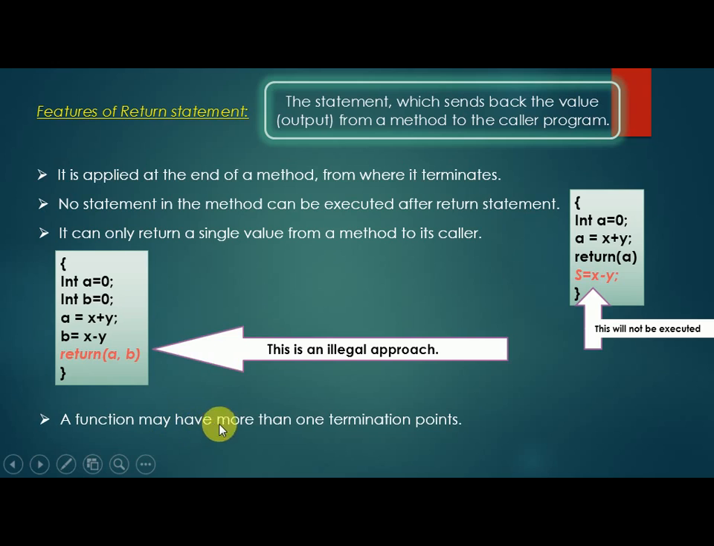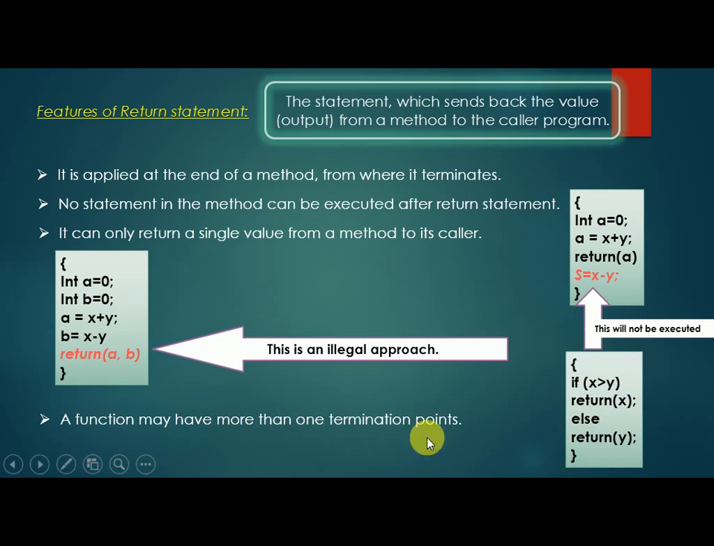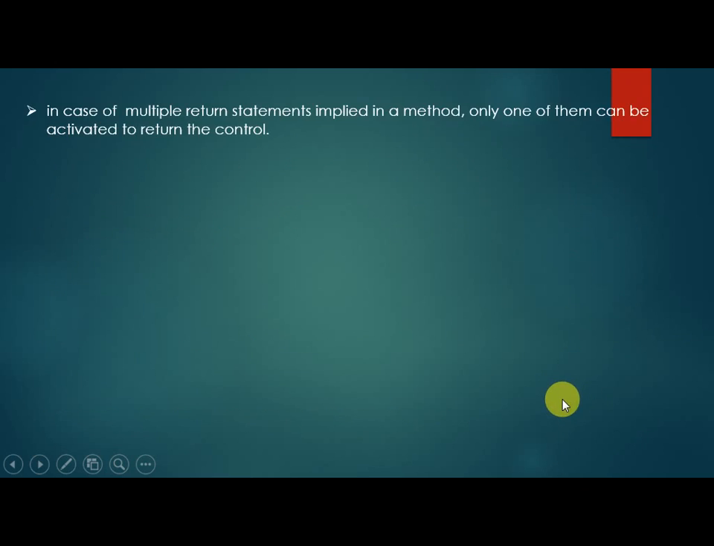Next, a function may have more than one termination point. Yes friends, we can use more than one return statement. If x greater than y, return x, else return y. So either x will be the output or y will be the output based on the value of x and y. Next, in case of multiple return statements in a method, only one of them can be activated to return the control.